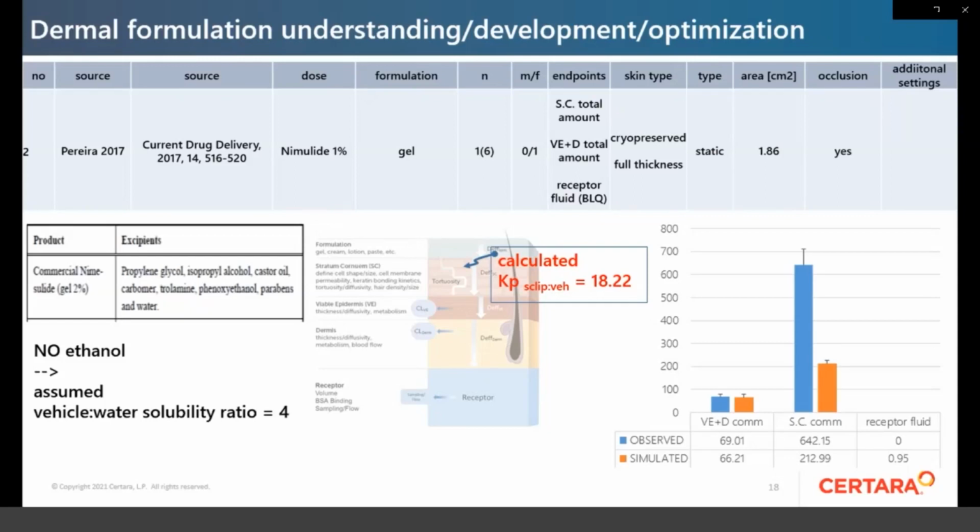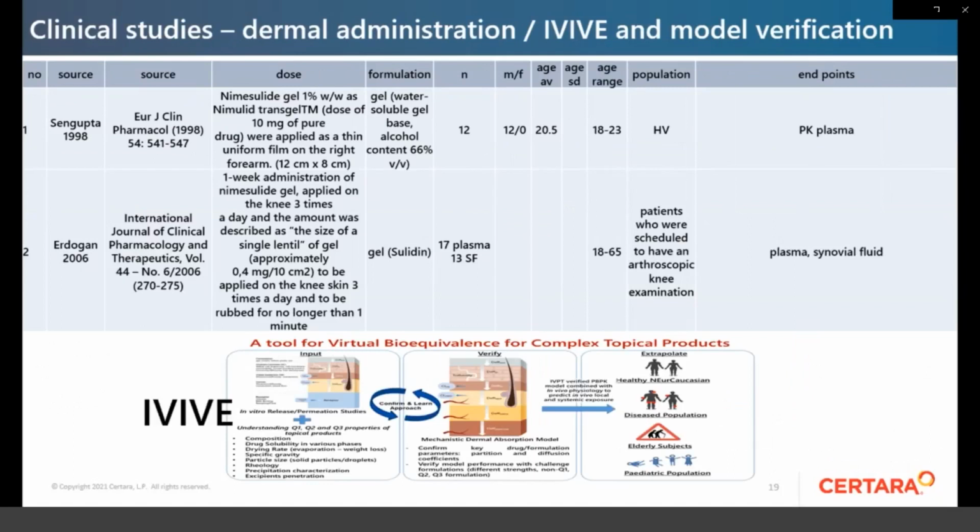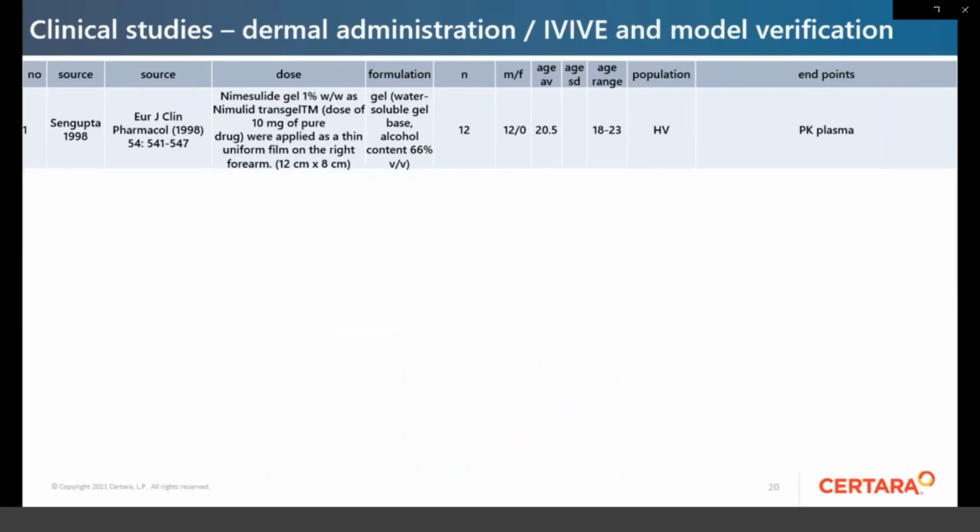So we can assume we have a relatively good model, which can be taken further to the third step of the verification: the simulation of the dermal administration studies with use of the IVIVE approach. So the parameters previously optimized at the in vitro level are transferred to the in vivo situation, and the in vivo situation is predicted. And here is how it was done.